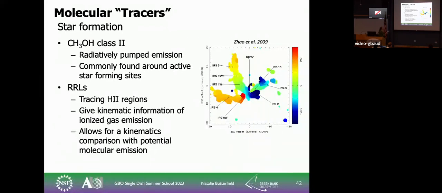But you can see that you can get a lot of different information by looking at these radio recombination lines because it gives you the kinematic information. So you can see different types of velocity flows. You can see this velocity gradient here. You can see regions where you might have multiple components.